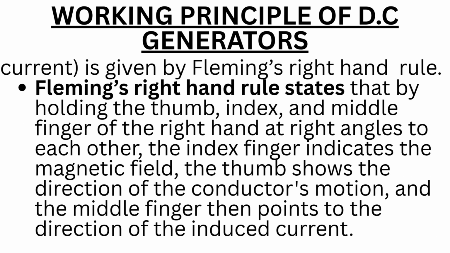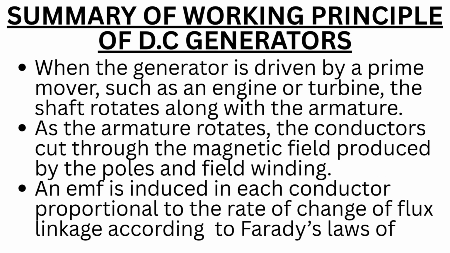Fleming's right-hand rule states that by holding the thumb, index, and middle finger of the right hand at right angles to each other, the index finger indicates the magnetic field, the thumb shows the direction of the conductor's motion, and the middle finger then points to the direction of the induced current. Thus in summary, the working principle of a DC generator is as below.